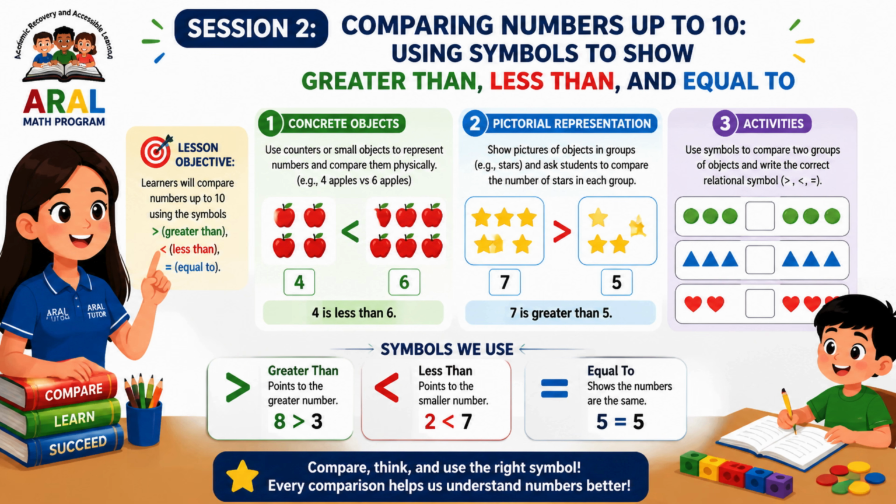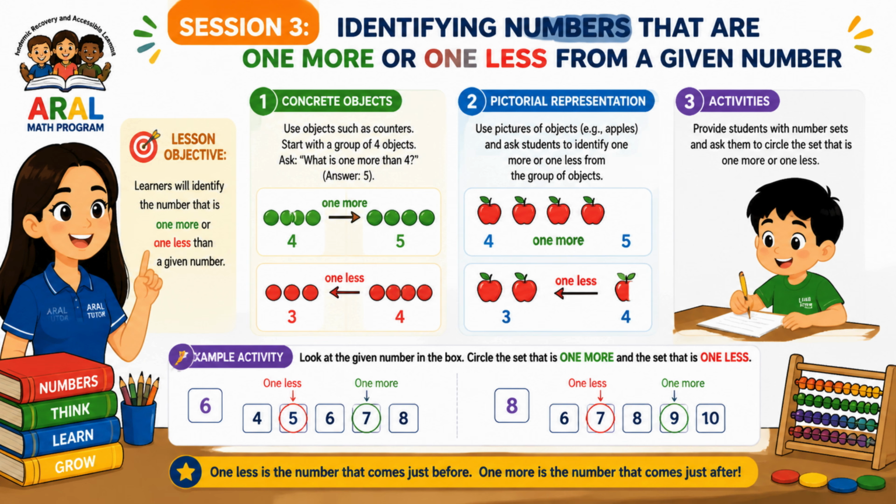Activities. Use symbols to compare 2 groups of objects and write the correct relational symbol. Session 3. Identifying numbers that are 1 more or 1 less from a given number. Lesson objective. Learners will identify the number that is 1 more or 1 less than a given number. Methodology. Concrete objects. Use objects such as counters. Start with a group of 4 objects.